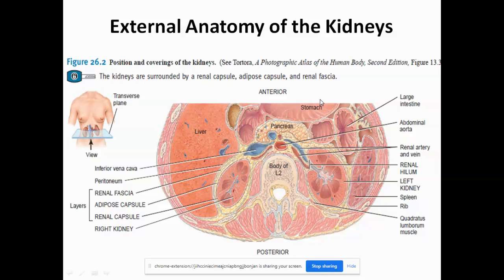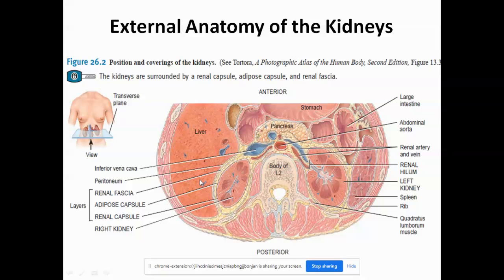You can see the liver, the stomach, the pancreas, the large intestine, abdominal aorta, and this is the body of L2. You can see the right and the left kidney, and the inner concave curvature of the kidney, where the renal artery, renal vein, and ureter come out of the kidney. That region is called the renal hilum. You can see this is the renal hilum, which is the concave inner curvature of the kidney.